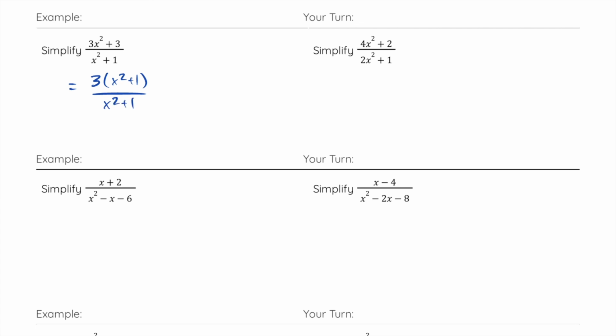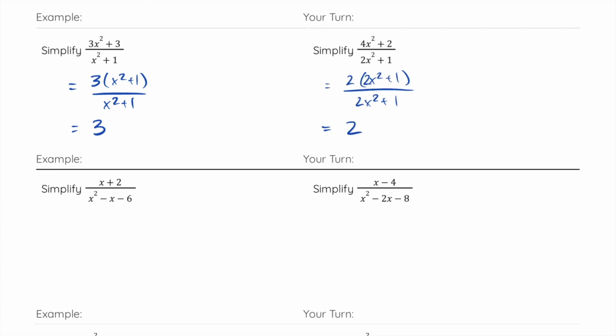Now this denominator here does not have any real solutions that would make this undefined. So we don't have any restrictions on x. And we could divide x squared plus 1 divided by x squared plus 1, and we end up with 3 in this case. So pause the video, try the one on the right.